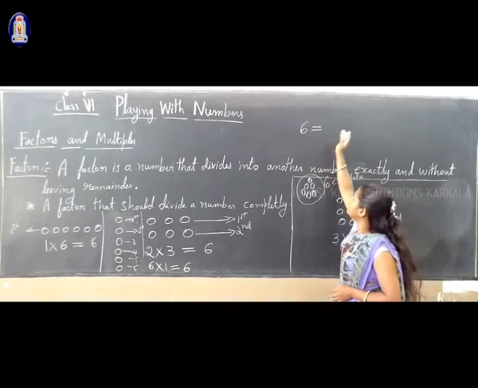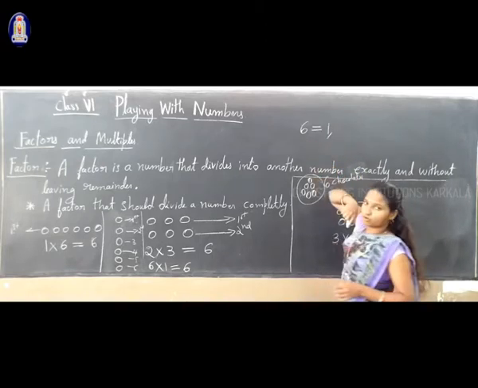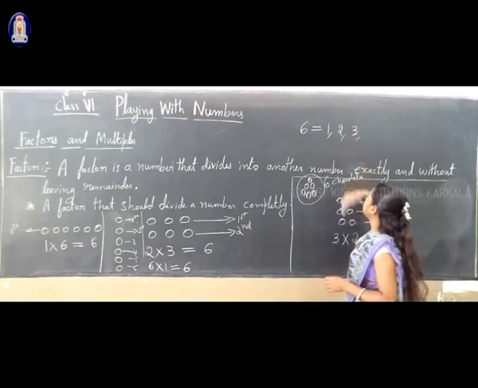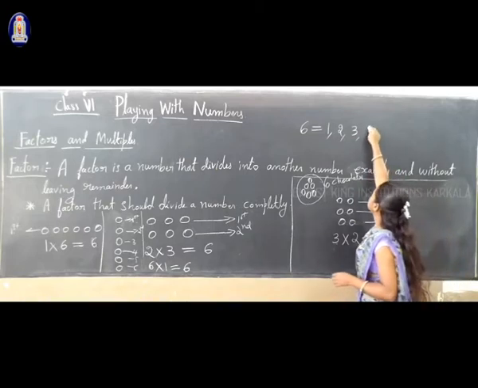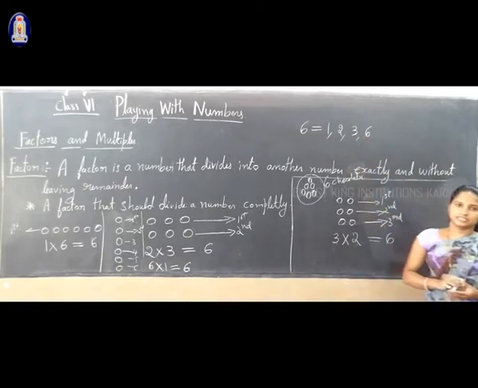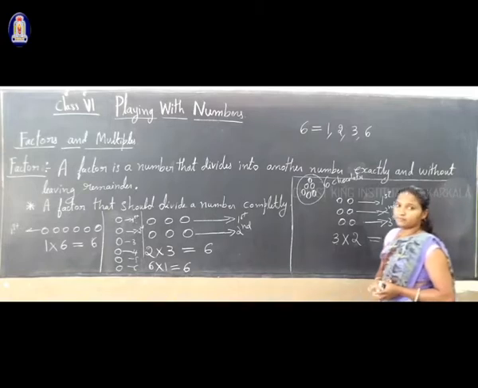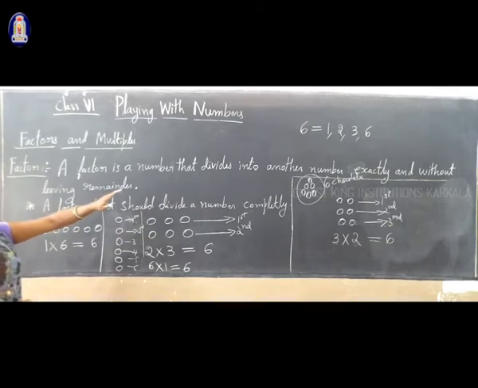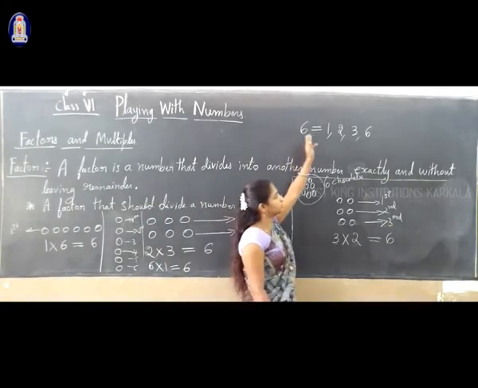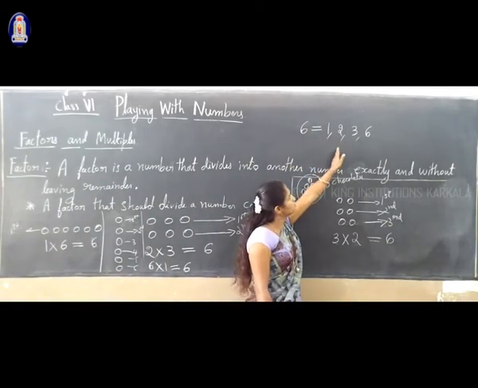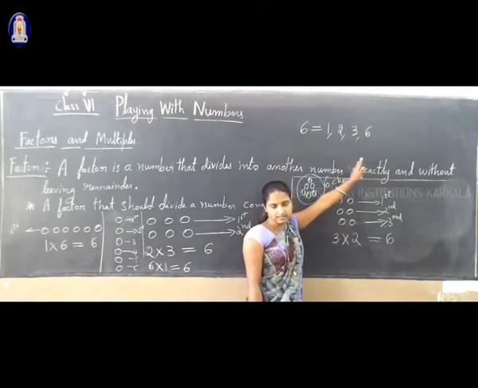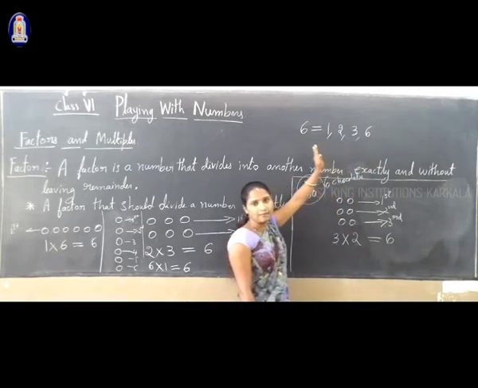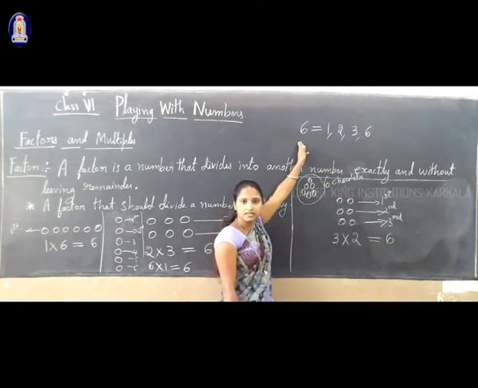So what are the factors of 6? 1 is a factor of 6, and next 2 is a factor of 6, and 3 is a factor of 6. Next 6 is a factor of 6. So that means a number should divide exactly. Here I wrote factors of 6 are 1, 2, 3 and 6. So these numbers 1, 2, 3 and 6 divide 6 completely.